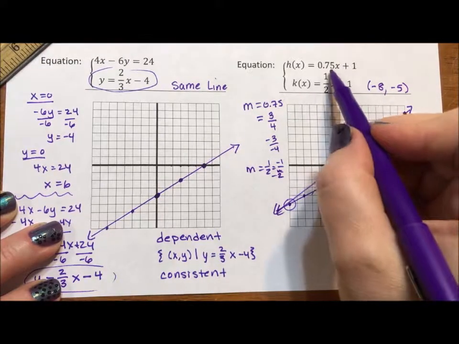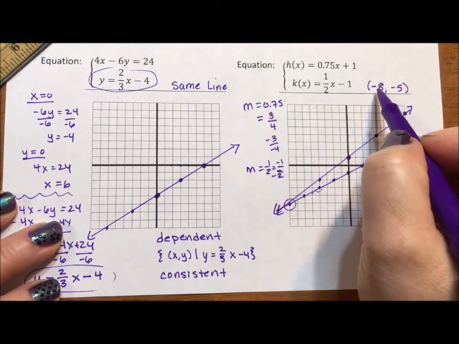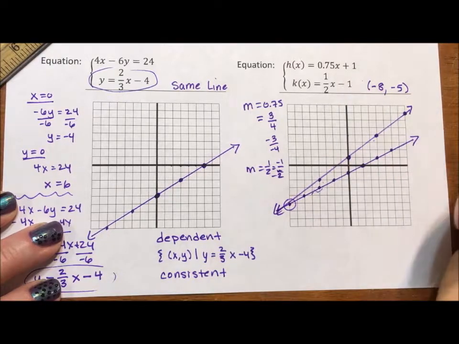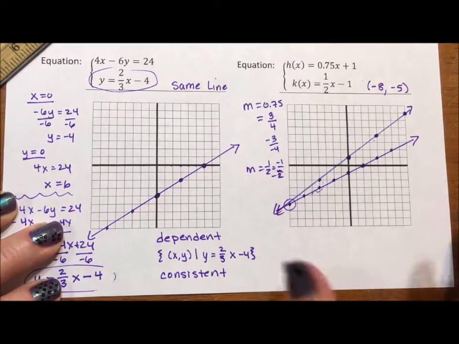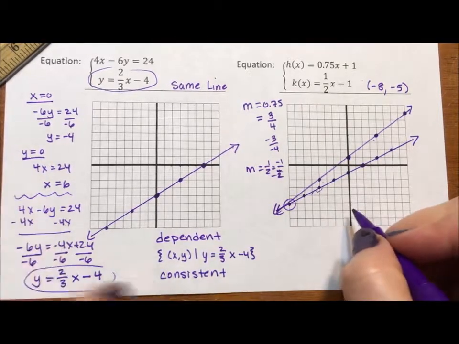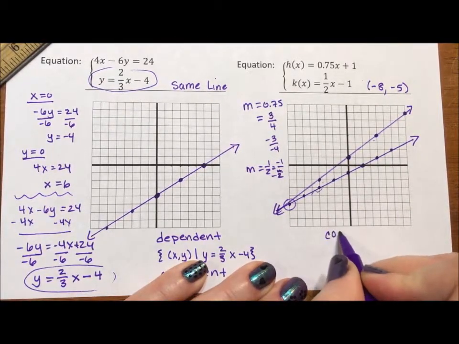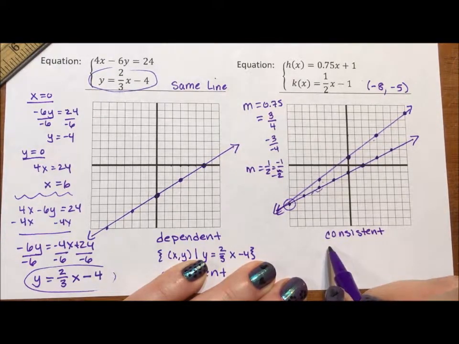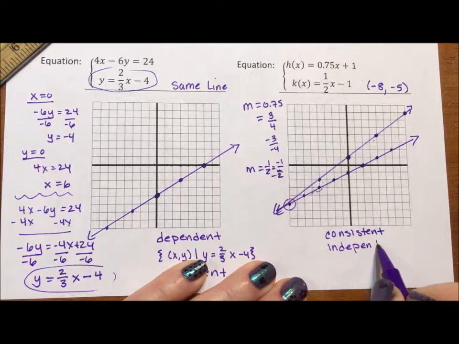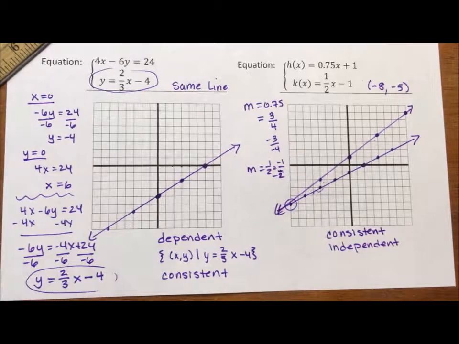Let's check. 3/4 of negative 8 is negative 6 plus 1 is negative 5. 1/2 of negative 8 is negative 4 minus 1 is negative 5. It checks out. This is consistent because there's an answer, so consistent. It's also, the lines are independent because they are two distinct independent lines.